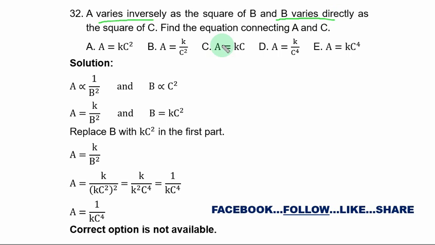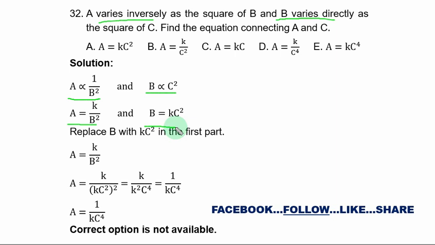From the first statement, A varies inversely as B squared, and the second statement, B varies directly as the square of C. Now, in variation, we always replace the symbol of variation with an equality sign and also multiply the right hand side by the constant of variation. You have it in this form.